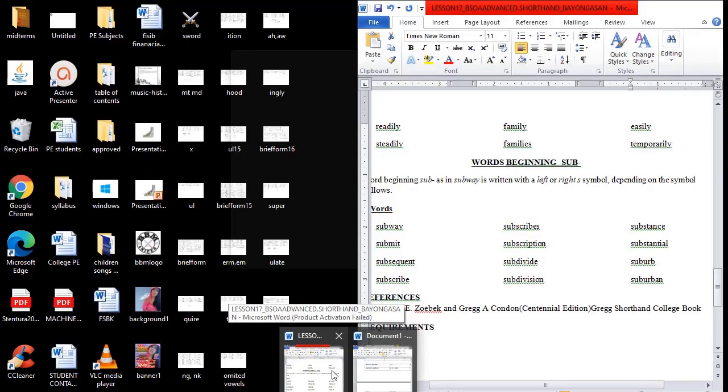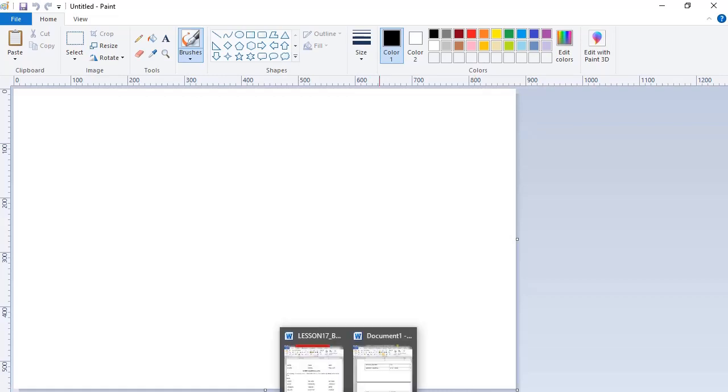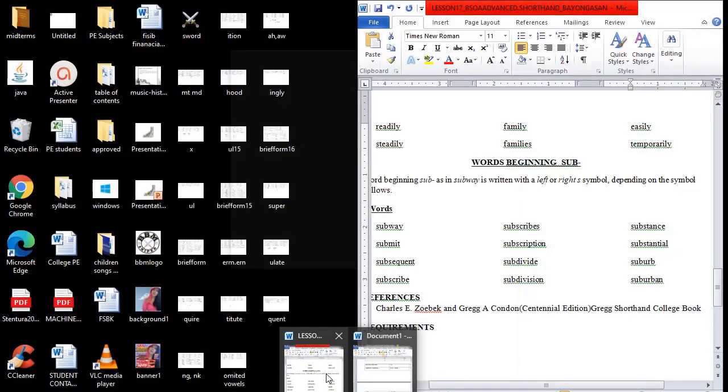Okay, so before we move on, please have with you your modules and also the notebook that you've been using in our previous lessons, kung saan ninyo sinulat yung inyong mga strokes, and also your ball pen para nang sa ganon makapagsulat kayo as well dun sa mga sinusulat ko.